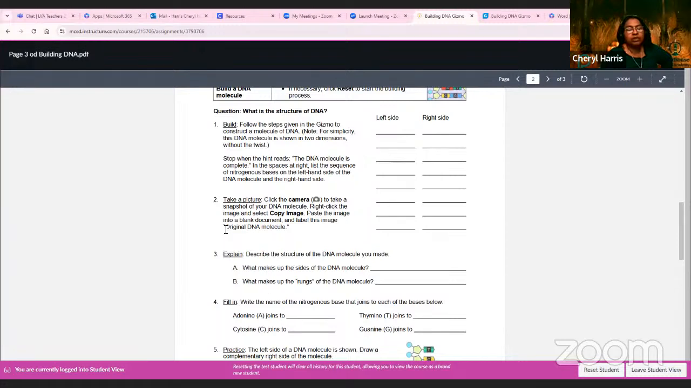All right, don't forget to label your first picture because we're going to have a second picture. So label your first picture, original DNA molecule.